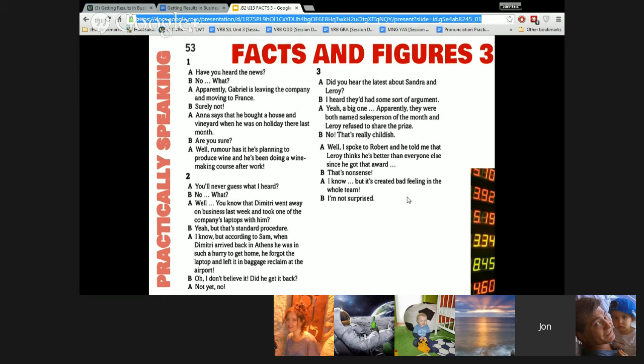Why do you say it's introducing? The introductory sentence was, "Hey, did you hear the latest about Sandra?" Right, that's the introduction. And they're saying apparently, some sort of argument. Yes, a big one. Apparently, they were both named salesperson of the month. We know now in this sentence they were both named salesperson.